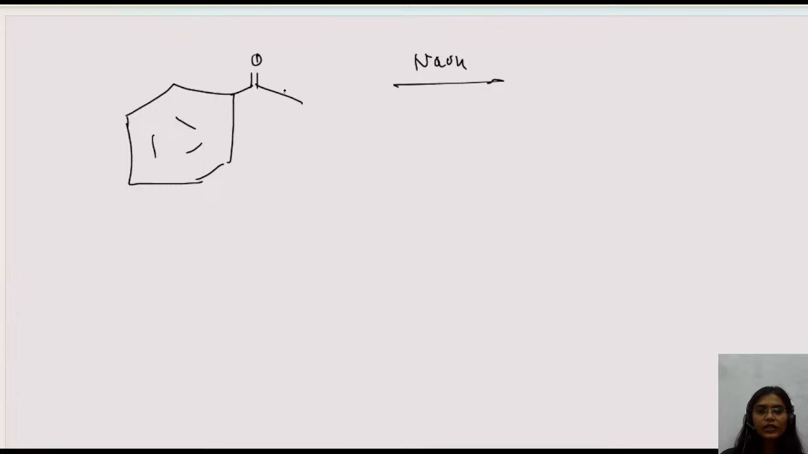It's not mentioned whether we have to use concentrated or which kind of NaOH we are using, so we can apply both conditions. In this case, if you observe, there is a CO group and this carbon is alpha. Is there any alpha hydrogen present? Yes. If alpha hydrogen is present, there is scope for the aldol condensation. So this is alpha hydrogen.